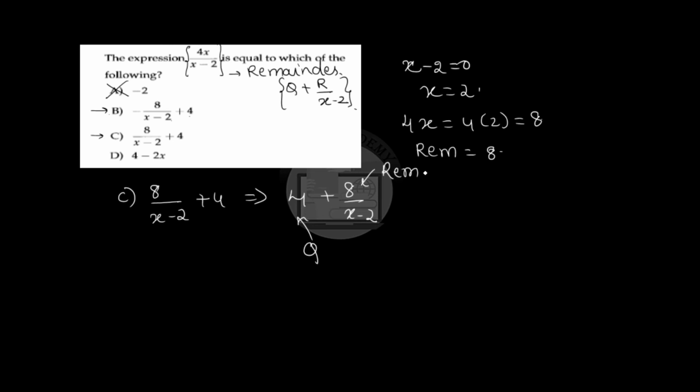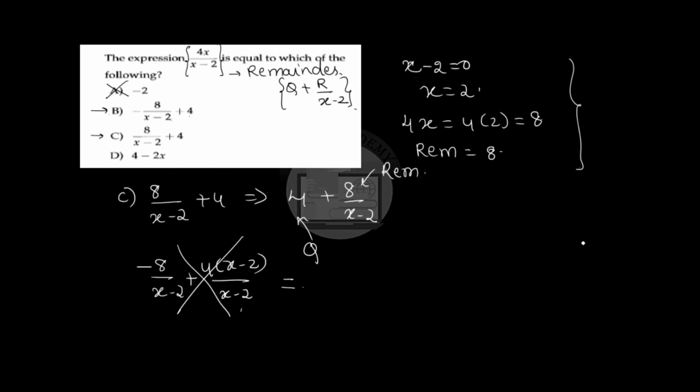The general approach of the student is they will try to make the common denominator. They will try to take the LCM, make the common denominator, then simplify the numerator and check whether they are getting an expression equal to the given expression. So I hope remainder theorem is very clear to everyone.